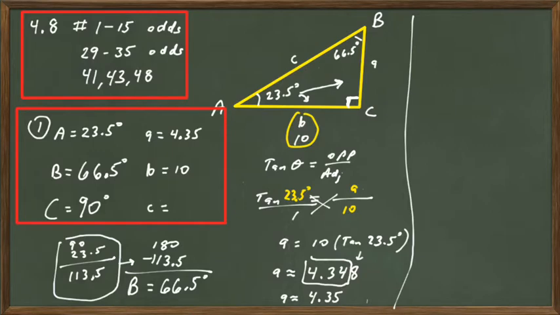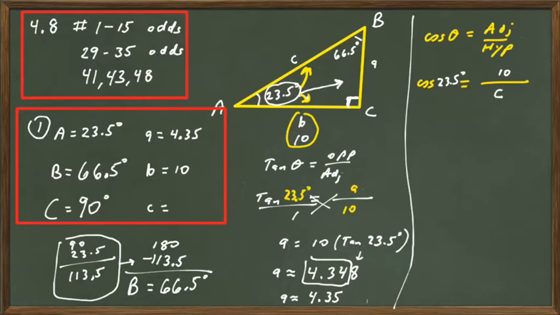Let's say now I'd like to find C. That's the only thing I don't have. So the hypotenuse and adjacent, let's say. Which one is adjacent and hypotenuse? Would that be cosine? Cosine is adjacent over hypotenuse. So the cosine, what angle am I using? Am I still using this one? Okay, so the angle would be 23.5 degrees. The adjacent I know is 10, and I'm trying to find the hypotenuse.